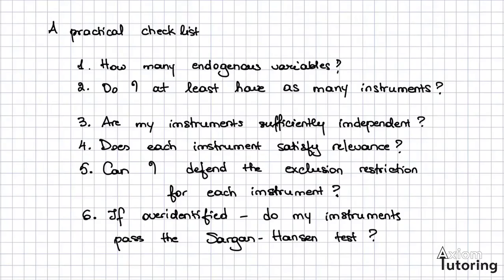Second question, do I at least have as many instruments as I have endogenous variables? And most importantly, at the same time, when we say, do I at least have as many instruments, is, do you know your instruments well? So what are your instruments? Okay, so you have to make sure you name the instruments, and you have to explain where the variation comes from.